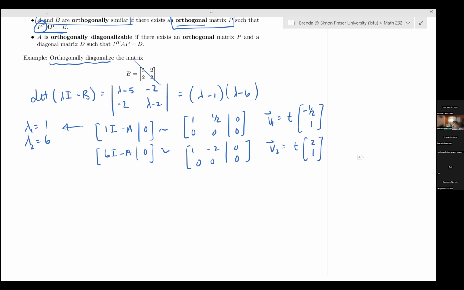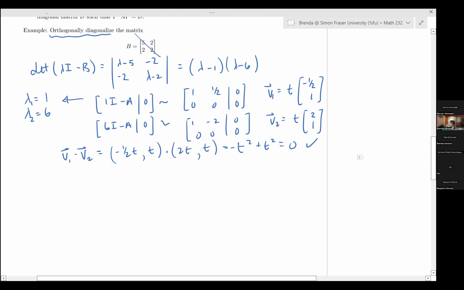So in this case, I wouldn't probably write this down doing this problem, but I'd probably do this in my head. I'd say, okay, are these orthogonal? That means minus 1/2 t, t dot 2t, t. What is that equal to? That is t minus t squared plus t squared. That's equal to 0. Tick. They're orthogonal. Okay, so the eigenvectors came out to be orthogonal. So I at least have a little bit of confidence that I haven't made an error yet.